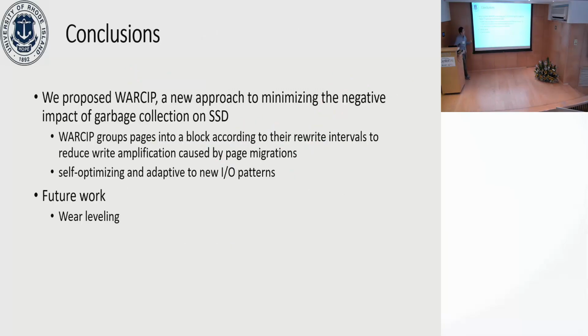So this is the conclusion. We propose WARCIP, a new approach to minimize the negative impact of garbage collection using a stream clustering algorithm. WARCIP groups pages in a block instead of streams according to their rewrite intervals to reduce the replication caused by page migration. It also can self-optimize and adapt to new I/O patterns. Our future work is to consider how to do online learning with our algorithm.